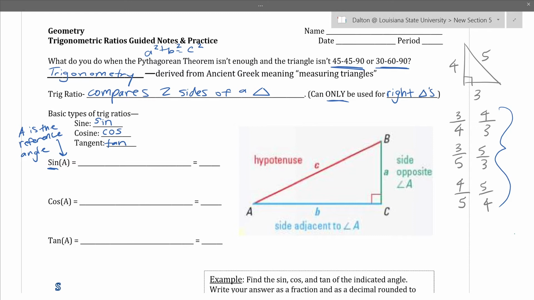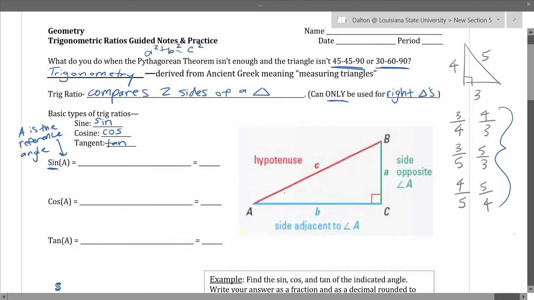In order for us to set up the sine ratio from angle A, if I'm looking at angle A, this is our starting point. Pretend we're standing on angle A and we're looking out at the triangle. In order to set up the sine ratio, we're going to compare the side opposite of angle A over the hypotenuse. The side opposite of angle A over the hypotenuse.